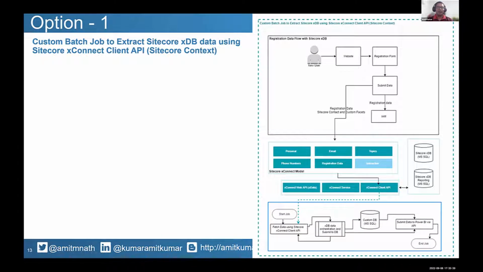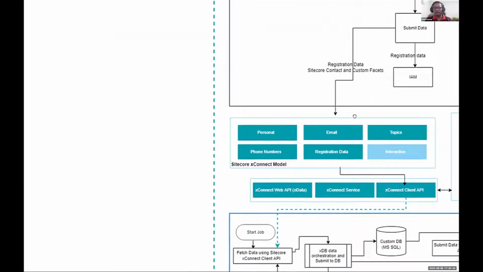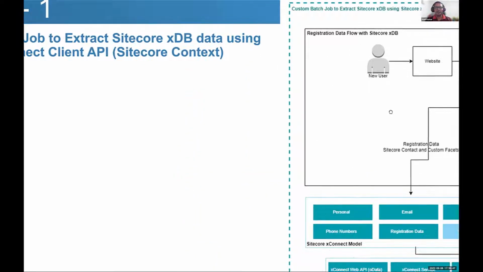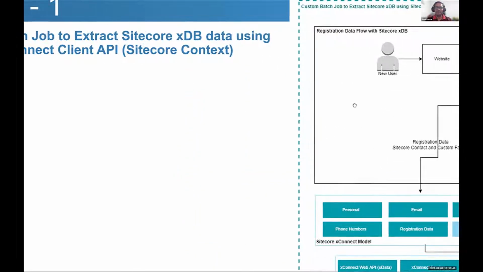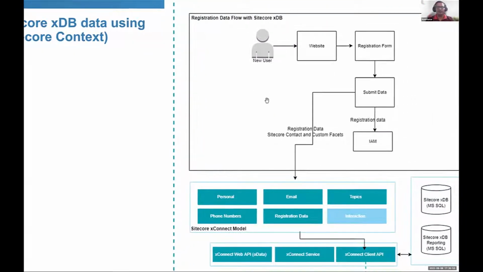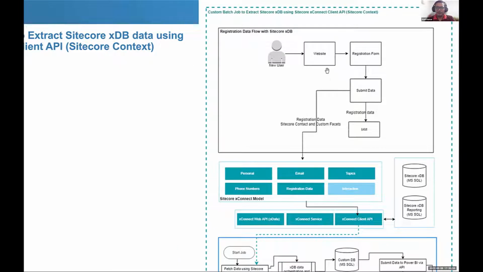So now I will explain in the form of a flow. For example, the option one which I explained, where I will be using the xConnect client API and a batch job, or you can say the Sitecore scheduler, to push the data. So let's say you have a website and a website user is coming to your website, and you can fire the registration goal when they land on your registration form.